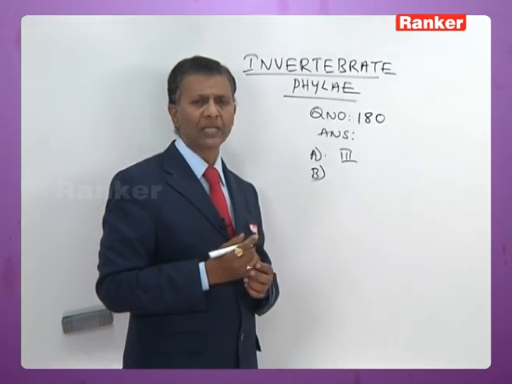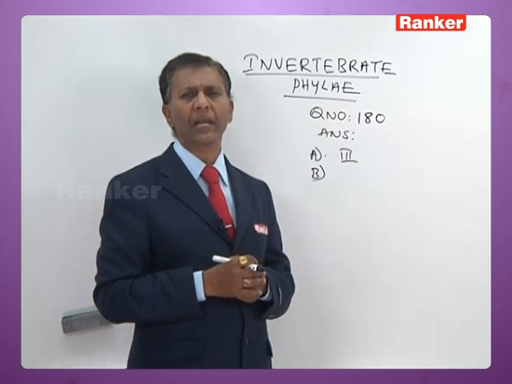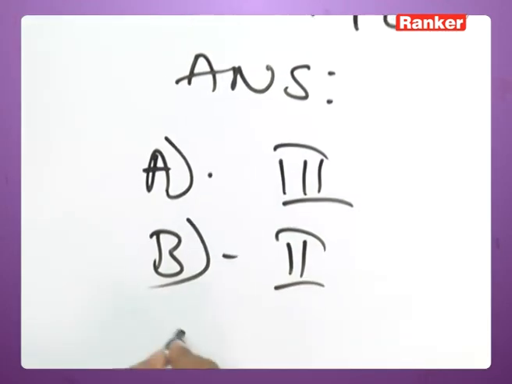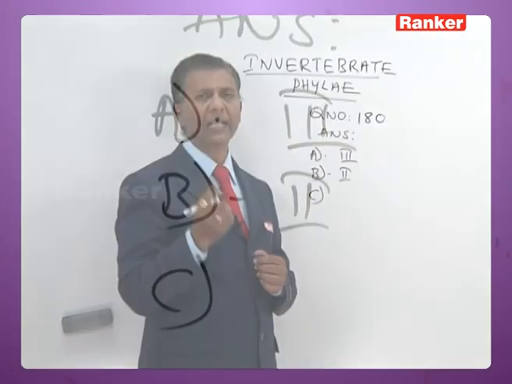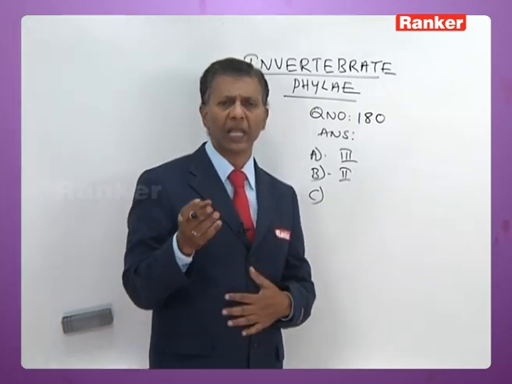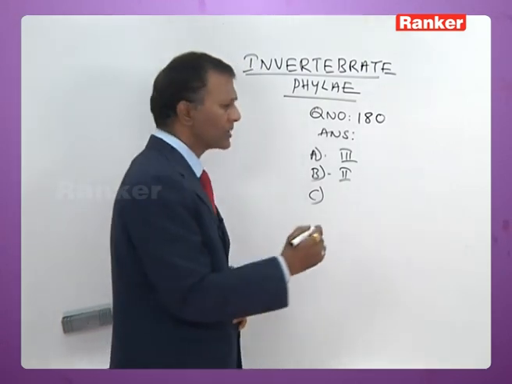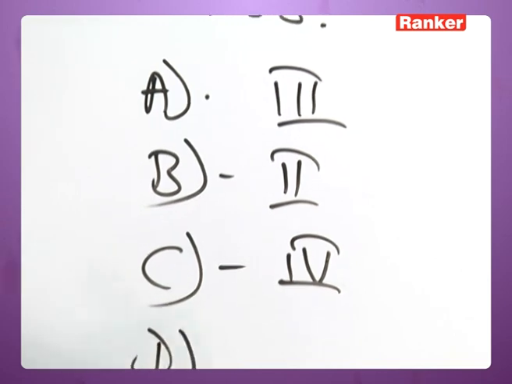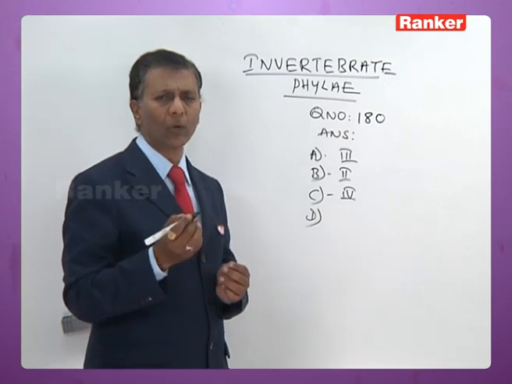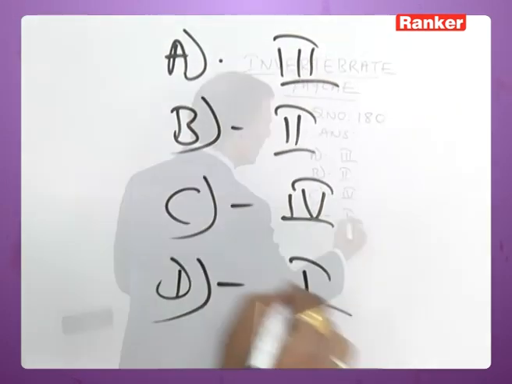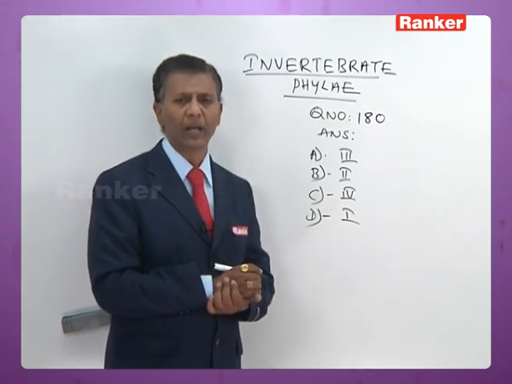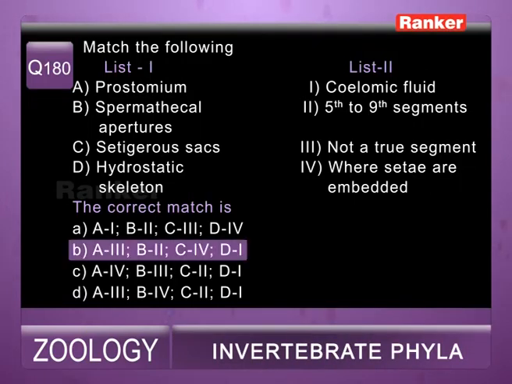B. Spermathecal apertures. Spermathecal apertures are present intersegmentally between 5 by 6, 6 by 7, 7 by 8 and 8 by 9. So second option is correct. And for C, setigerous sacs. I told you already, setigerous sacs are the invaginations of epidermis. They lodge setae. So among these, fourth option is correct. Now D, hydrostatic skeleton. Coelomic fluid acts as hydrostatic skeleton to bring about locomotion. So one option is correct. So answer is A3, B2, C4 and D1. So 180 question, correct answer is B.